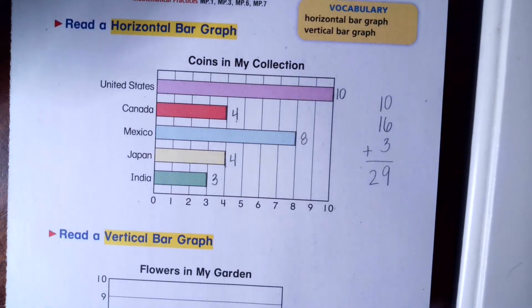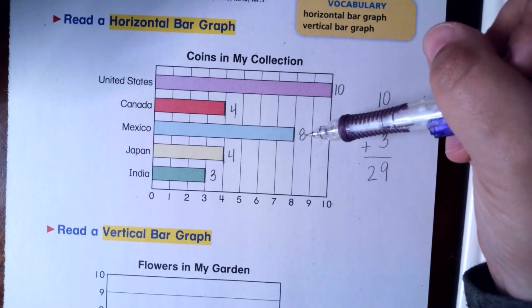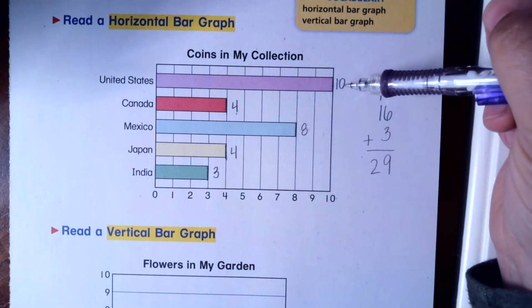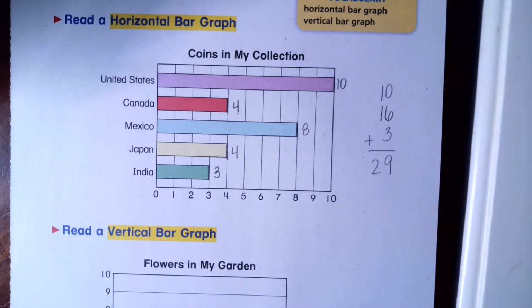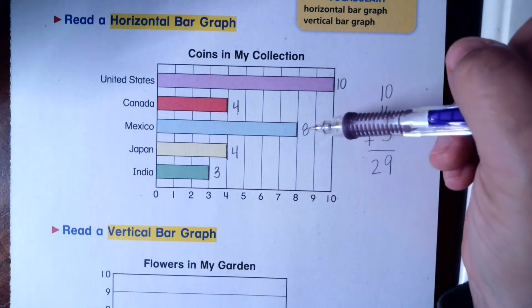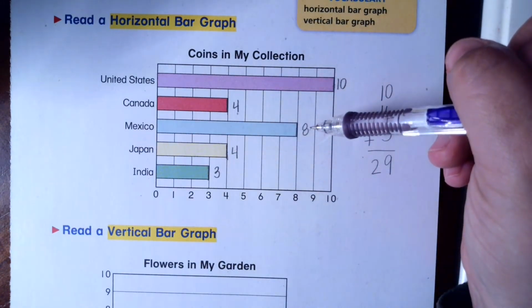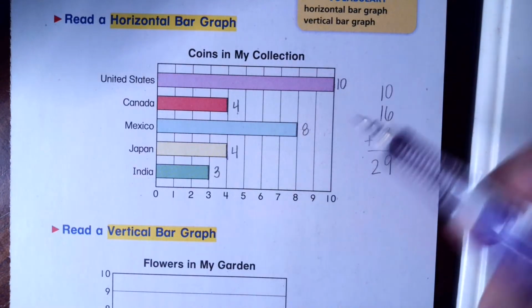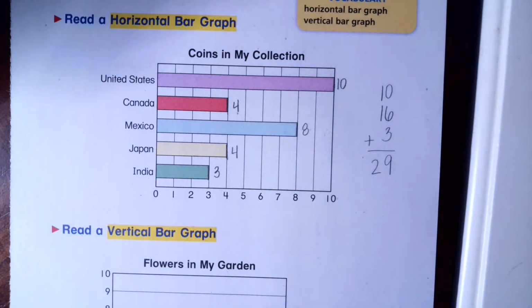I know that I need 2 more coins from Mexico to have the same as the United States. I know that if I add Canada and Japan together, I'll have the same as Mexico. So lots of things I can know by just looking at a graph, and lots of questions that I can answer.